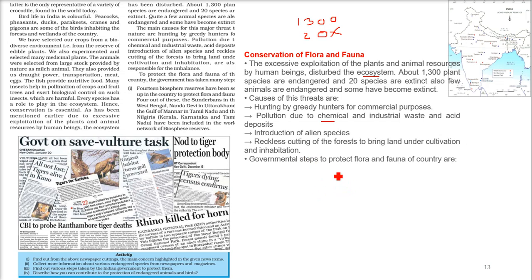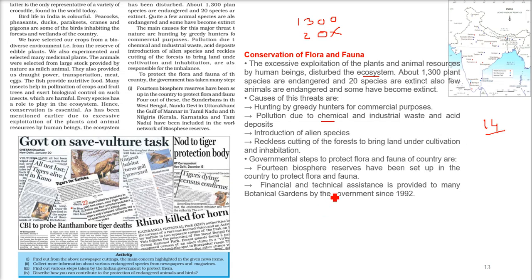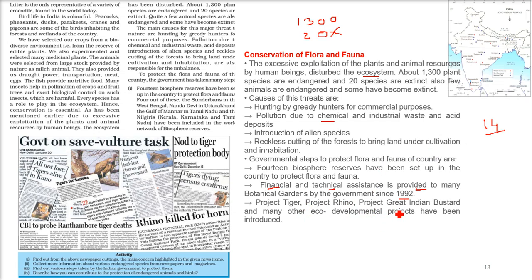So the government has taken steps. It is not that everyone has a blind eye. They are protecting flora and fauna. 14 biosphere reserves have been set up in the country in order to protect the flora and fauna. And the government is providing financial and technical assistance to many botanical gardens since 1992, because it was realized long back that this is a serious issue. Project Tiger, Project Rhino, Project Great Indian Bustard, and many other eco-development projects have been introduced.